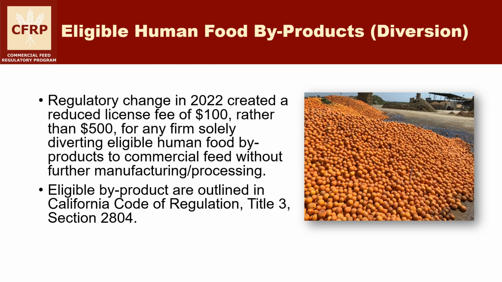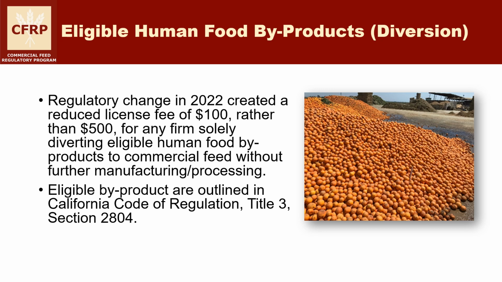There is a special feed operation classification called Eligible Human Food Byproducts Diversion. This license type is for any firm solely diverting eligible human food byproducts to commercial feed without further manufacturing or processing. You will notice that if you are selecting this license type only, then the license fee will be $100. This is due to a regulatory change in 2022. A list of these eligible byproducts are defined in the California Code of Regulations, Title III, Section 2804.